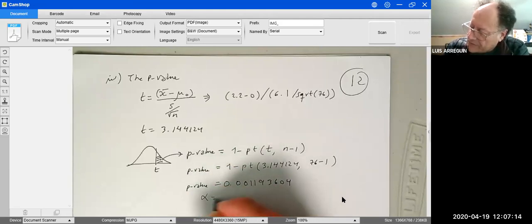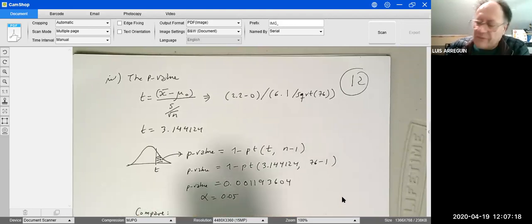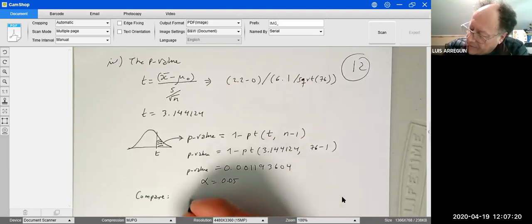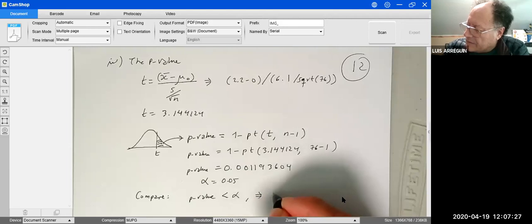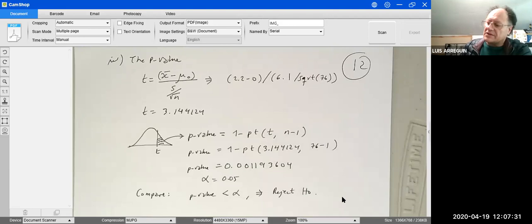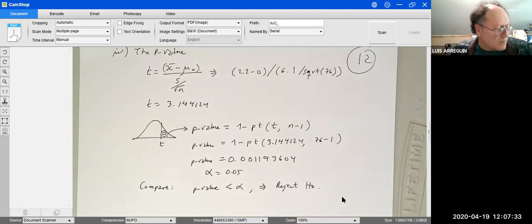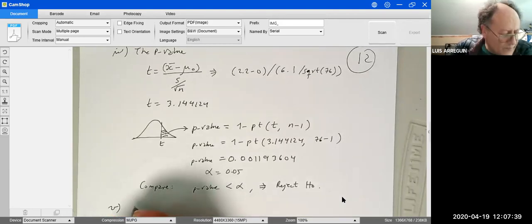Now alpha equals 0.05. We compare and we find that our p-value is less than alpha, so then we reject the null. So we got the same conclusion as before, and we should, because it doesn't matter the method, at the end the conclusion should be the same. So we write the conclusion.